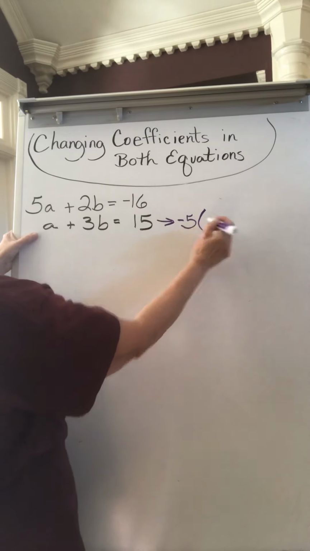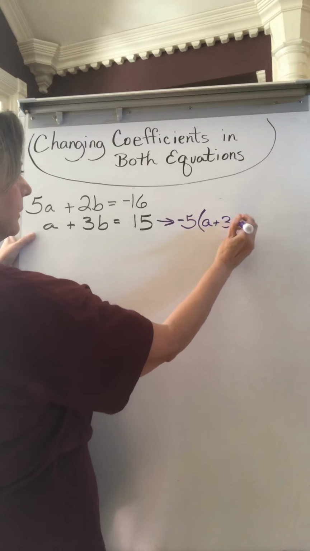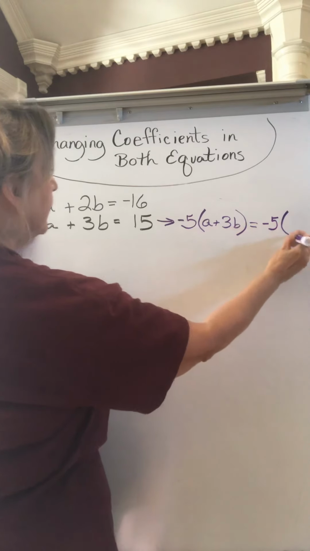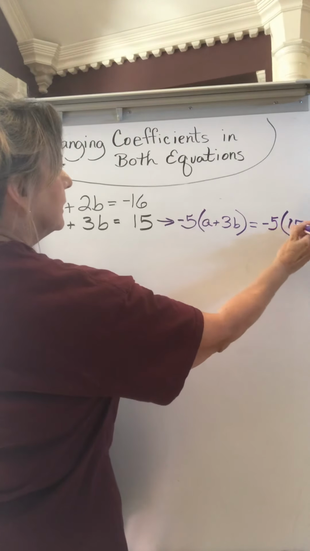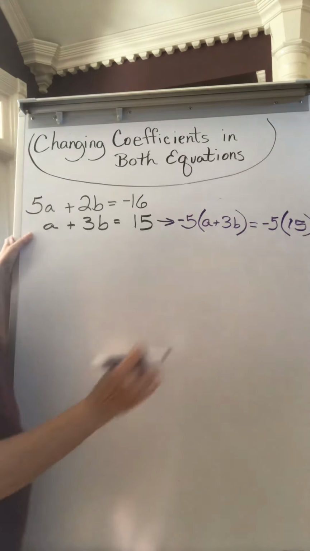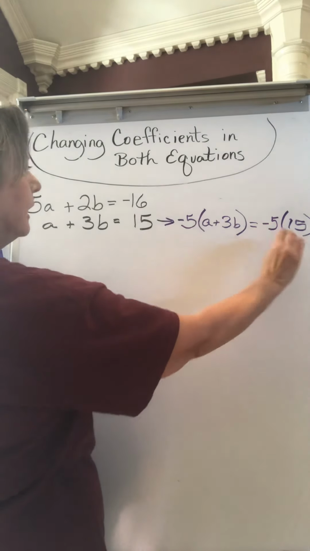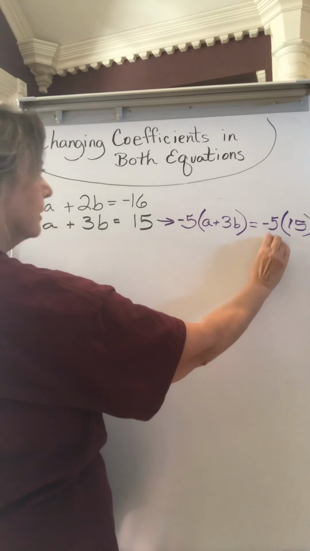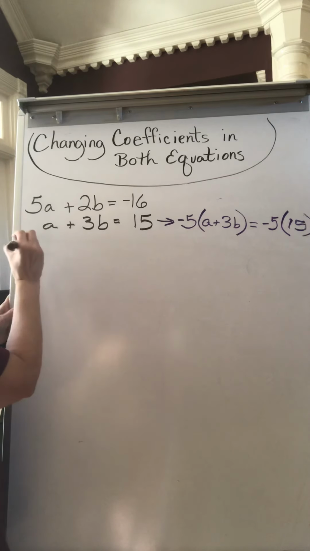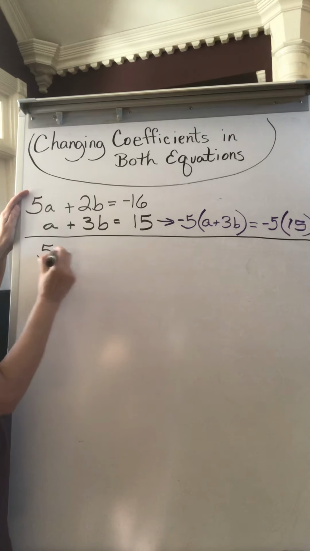So -5 times a plus 3b, and then -5 times 15, because I have to do the same thing on each side of the equal sign. If I multiply by -5 on this side, I must go to the other side and also multiply times -5. Okay, write my first equation.